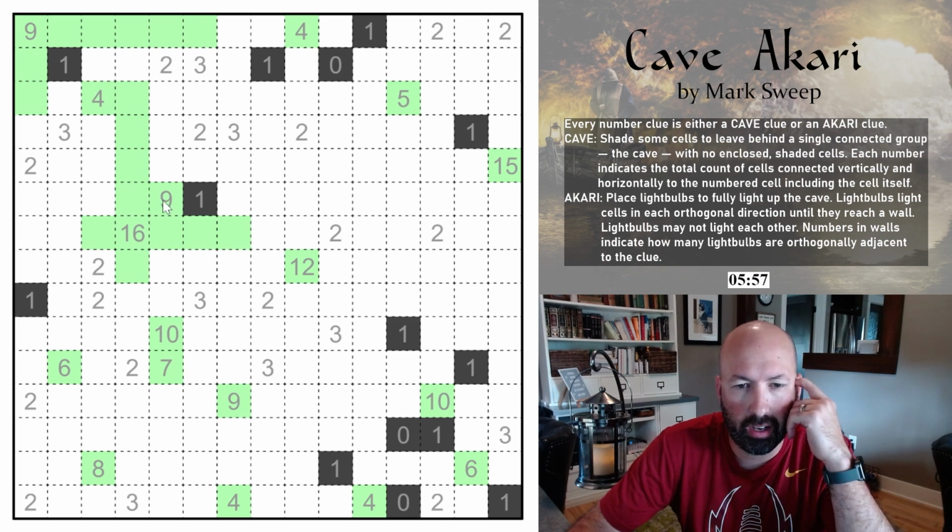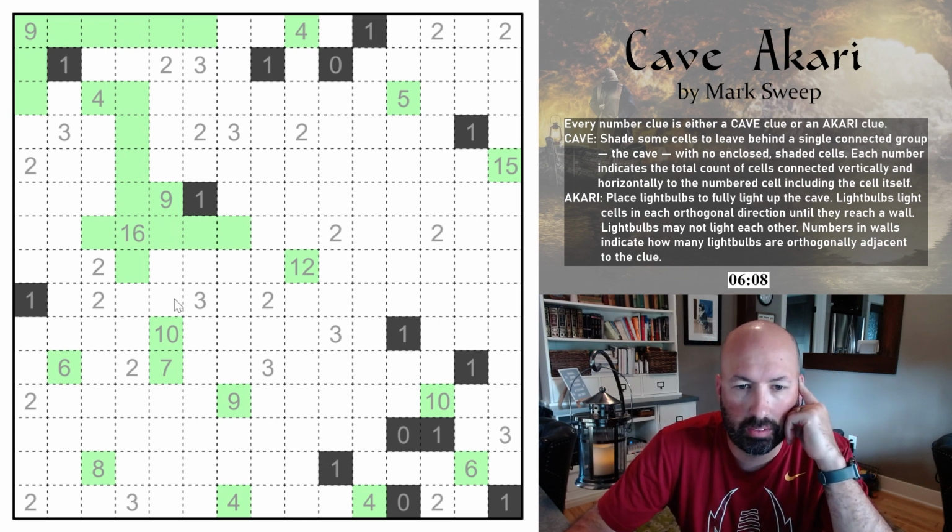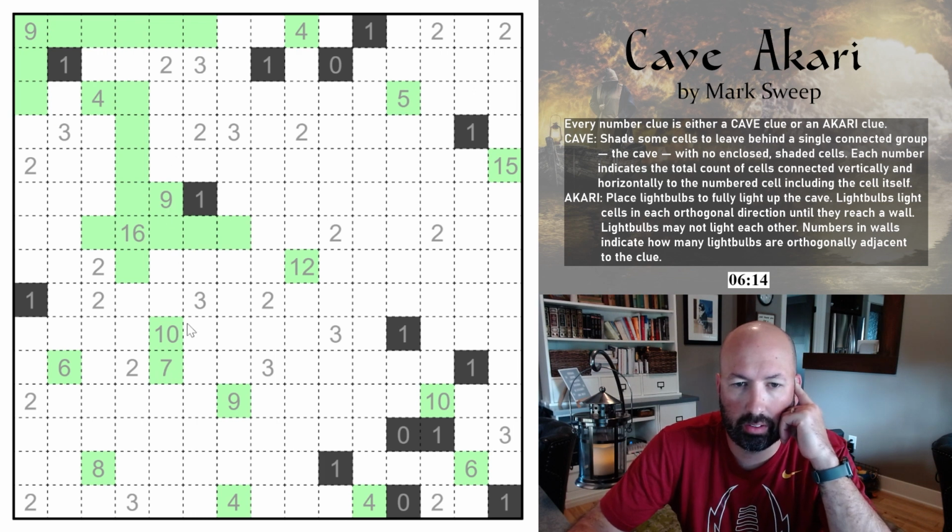Now, what about this 9? Can we do anything with that? Let's see, we can do 4, 5, 6, 7, 8, 9. Yeah. It could connect all the way down here to the 7. 2, 3, 4, 5, 6. We could get 7. 2, 3.